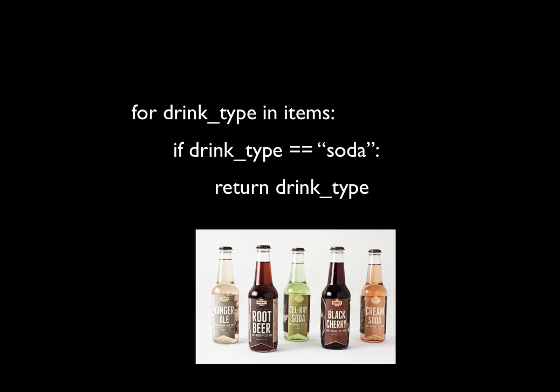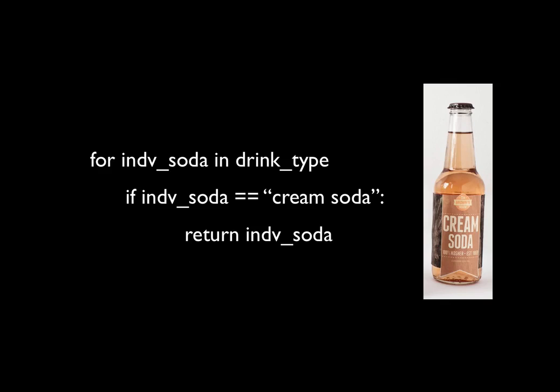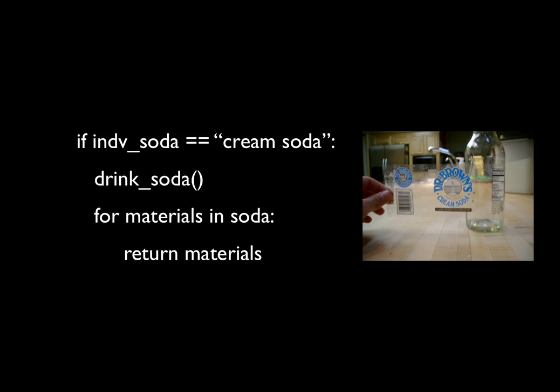Then from there, we want a specific soda. And that individual soda is in the drink type. We are going to go through there and look through each individual soda and find the cream soda. Once we do find that, we're going to return that individual soda because the title of it is cream soda. Now, we drink the soda, so since it is a cream soda, we are going to drink it, and then what we have left from the individual soda is just materials. And that was the plastic and all that stuff.